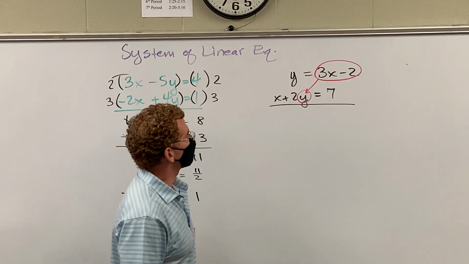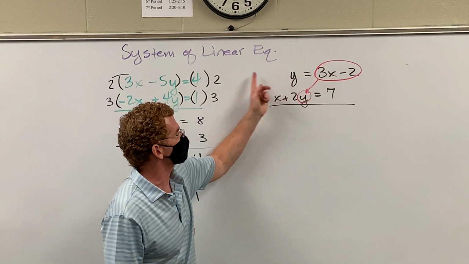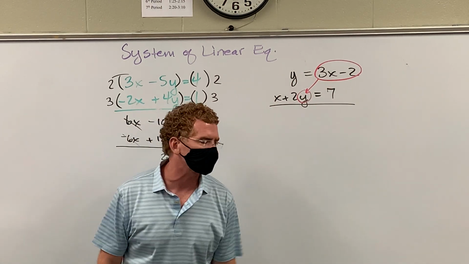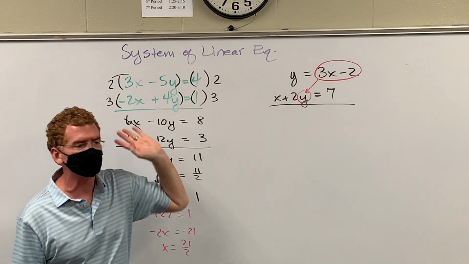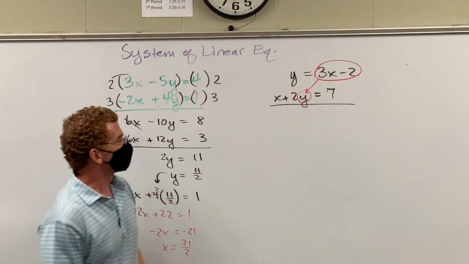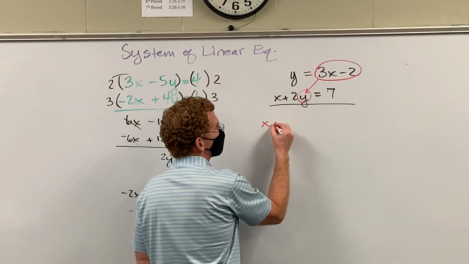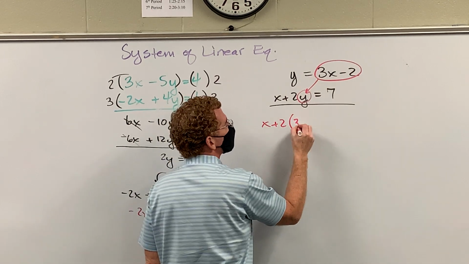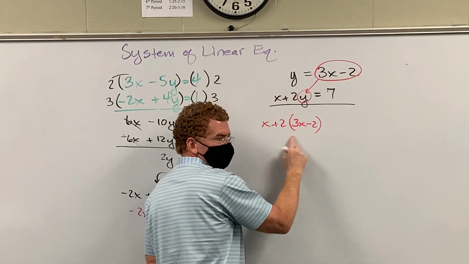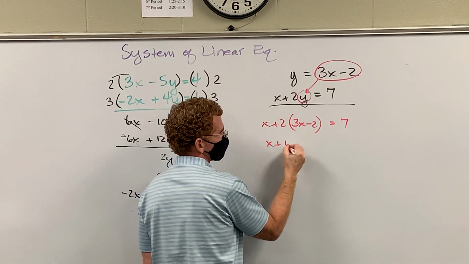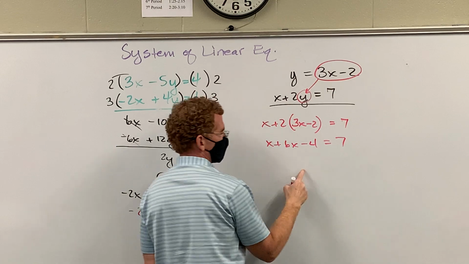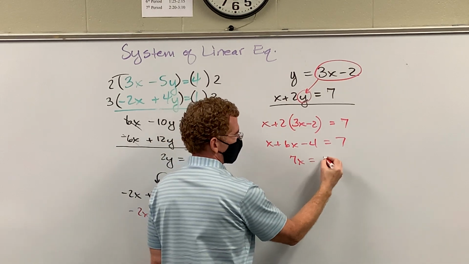Now, if you look at this and you go, well, I wouldn't have done that. I would have subtracted 3x and done it this way. Fine, I don't care, right? This is just beginning Algebra 2. As long as you can get a solution, I'm good. But I'm going to do it this way on this. So x plus 2 times all of that in parentheses. I would really encourage you to put it in parentheses. Distribute that 2. All right, 7x equals 11.